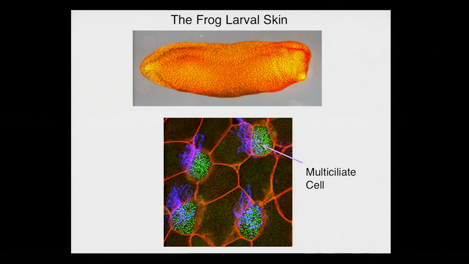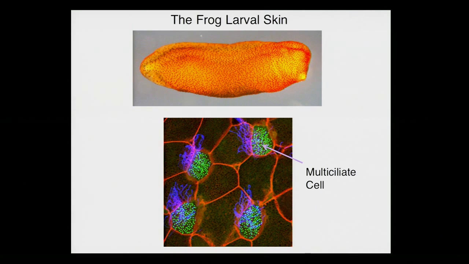There's a red dye here which shows you where the cells are. So these large cells here are actually mucus-secreting cells, just like in the lung. There's some other smaller cells that are involved in ion transport. You can stain them with blue, which picks up these cilia. So you can see these are the multiciliated cells.